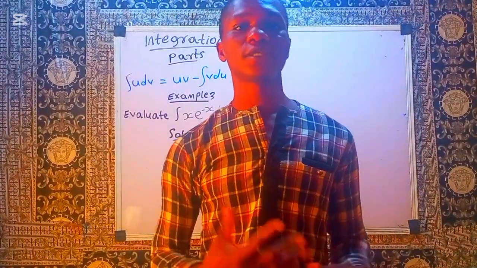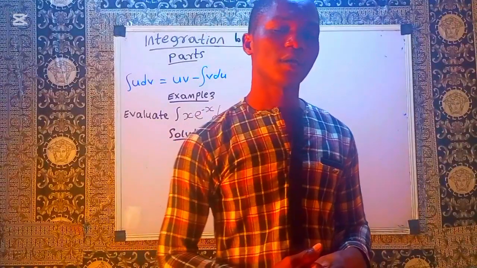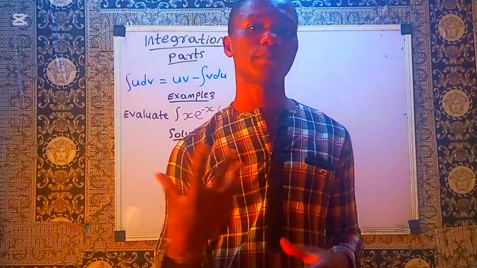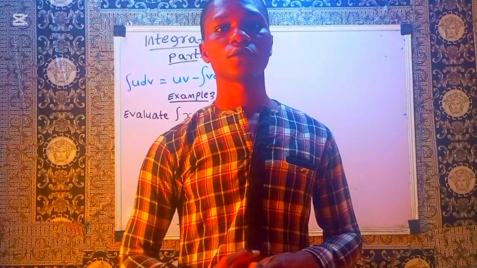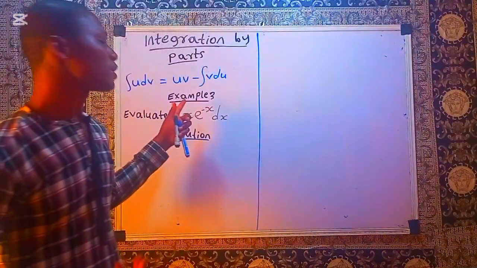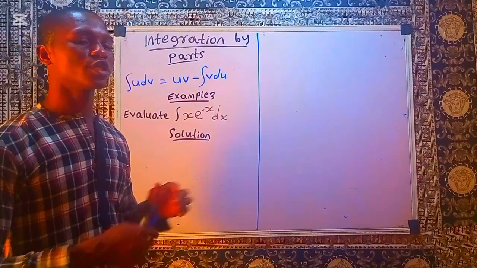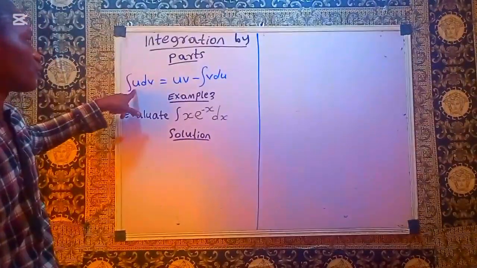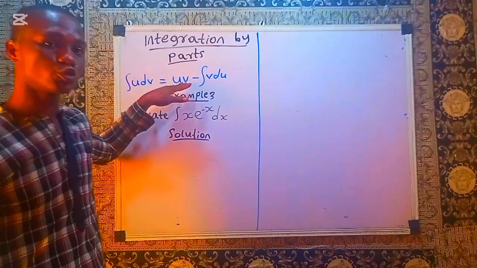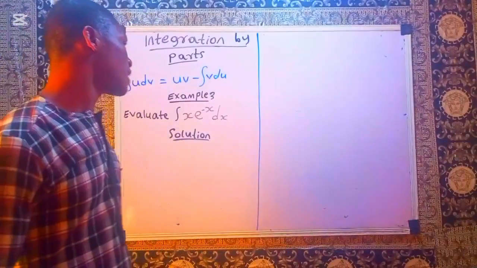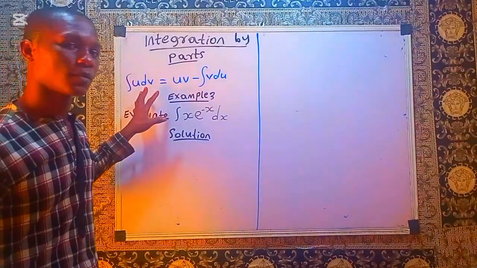This class we'll be studying this topic, integration by parts. We started the study of integration by parts in our previous two classes. So we'll be solving this third example on this topic, and we are going to make use of the formula I gave you in our previous classes, that integral of u dv is equal to uv minus integral of v du.